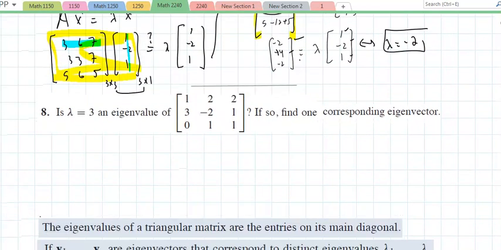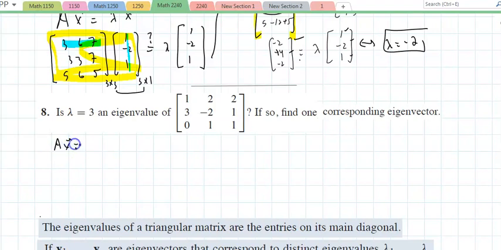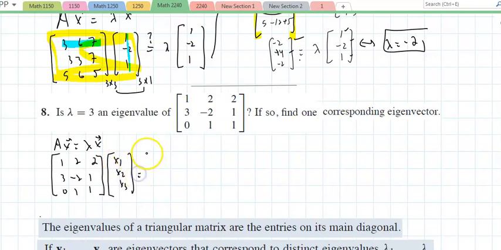Now what? Is lambda equal 3 an eigenvalue of this matrix? If so, find one corresponding eigenvector. Well, what are we going to do here? We're going to do the same thing. We're going to say, well, let's see. Does AX equal lambda X? Right? Well, what's A? 1, 2, 2, 3, negative 2, 1, 0, 1, 1. Multiplied by this X vector, right? And does that equal lambda, which is 3, times x1? I just showed you that on the first example.